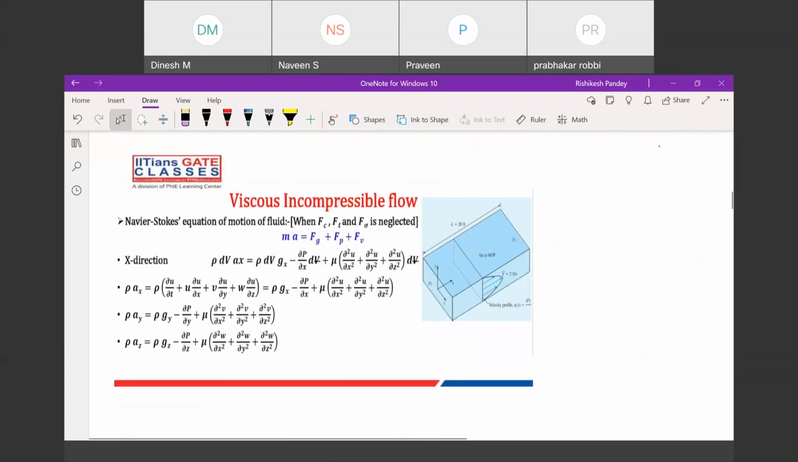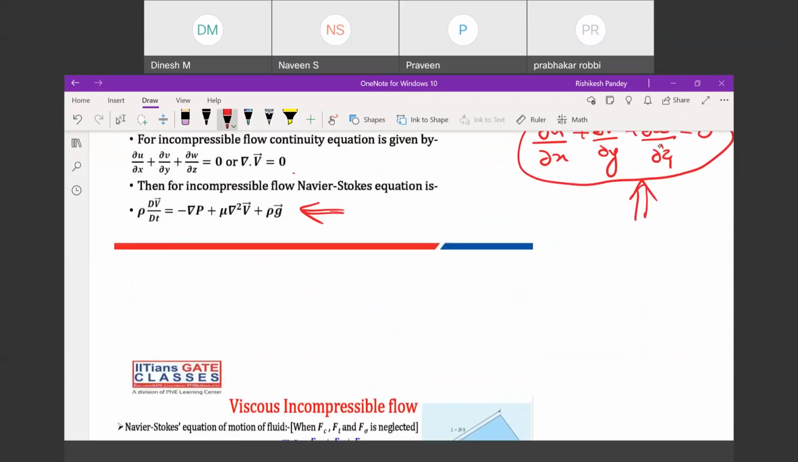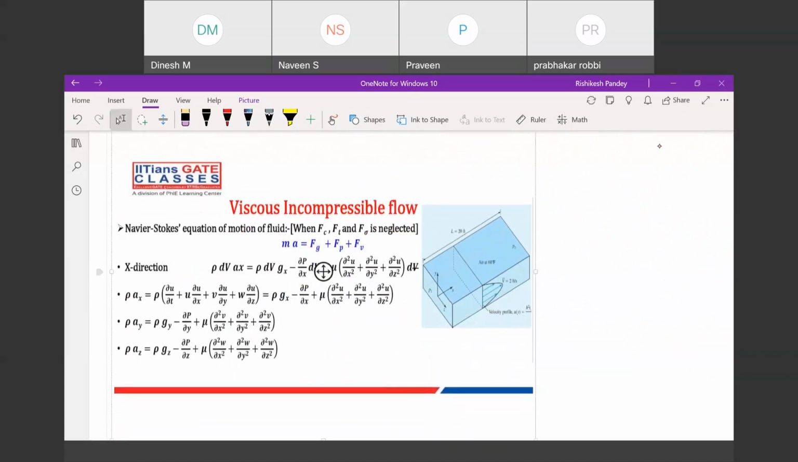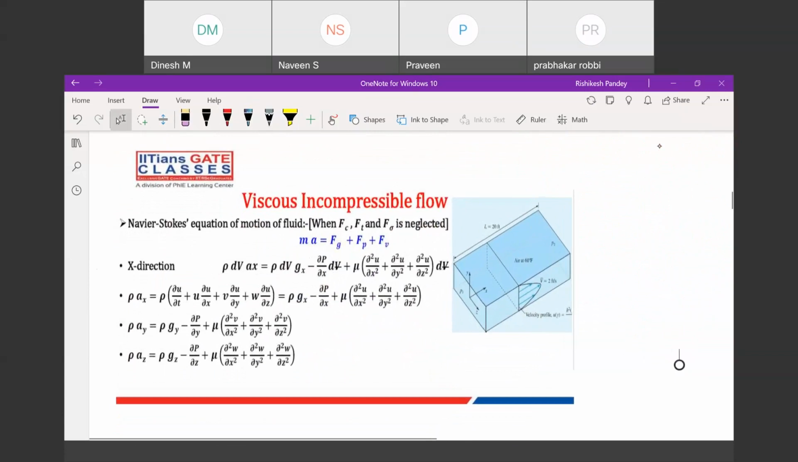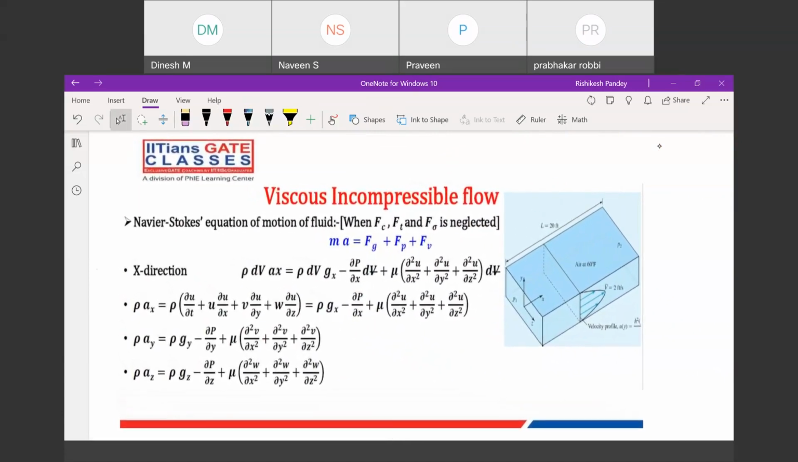Okay. Now we'll start viscous incompressible flow. As we are going to start viscous incompressible flow, this equation only we are going to use. Now we are going to see what is the effect of viscosity when fluid is flowing. Till now, whatever we have studied, we have not considered the effect of viscosity. Like when we were applying Bernoulli's equation, effect of viscosity was not considered. Only pressure force and gravity force was considered.